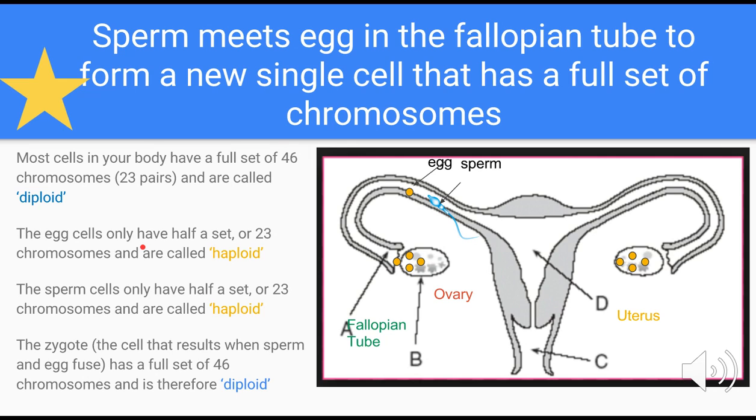Okay, so the sperm meets the egg in the fallopian tube. This doesn't happen in the ovary, doesn't happen in the uterus. It happens in the fallopian tube.